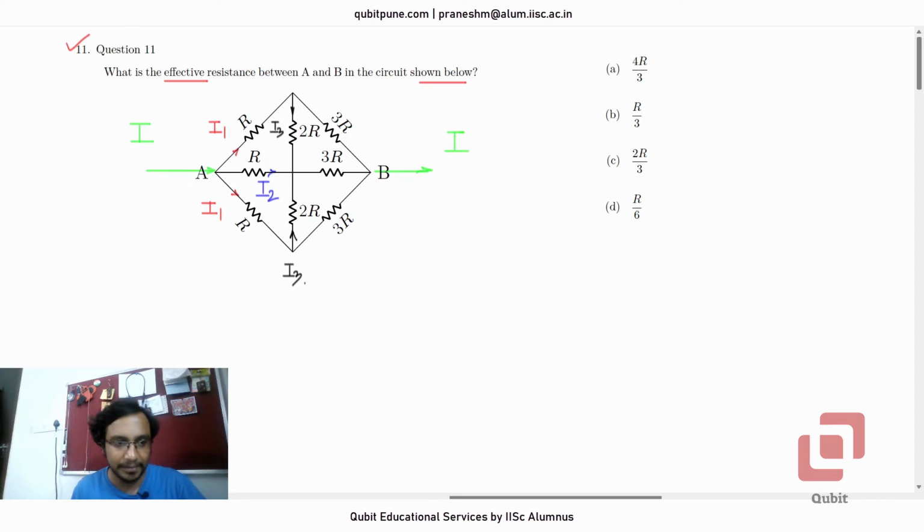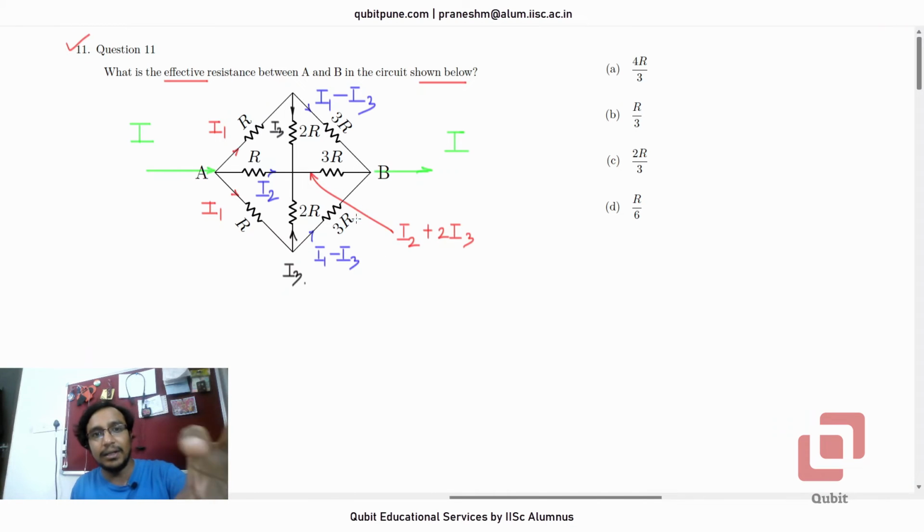Now at this junction, which is the center of the square, I2 and the two I3s will merge together. So the current in this branch of the circuit will be I2 plus 2I3. But at the same time, if you now look at the two 3R resistors here, by junction rule, this current will be I1 minus I3. This current here will be I1 minus I3. Same current will be here, I1 minus I3.